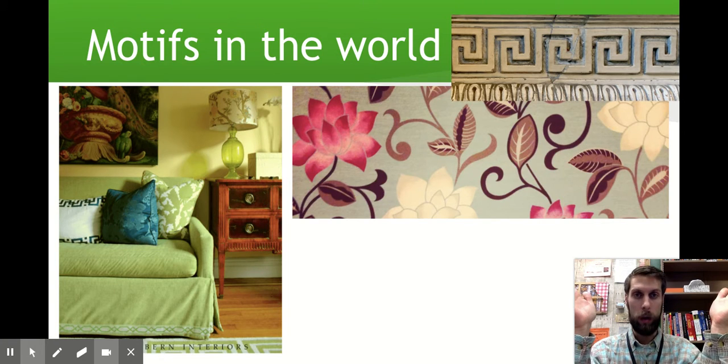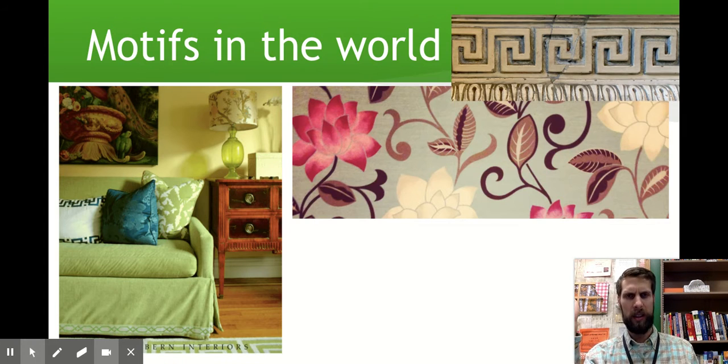Other visual artwork has a repeated pattern, maybe even a color motif. We're going to have several elements in this room that are green. I'm looking at this picture here. But there could also be specific designs.